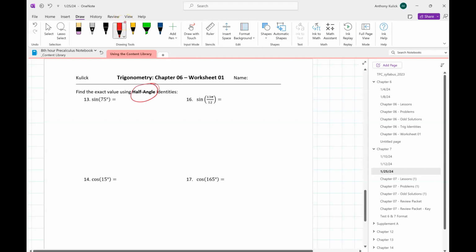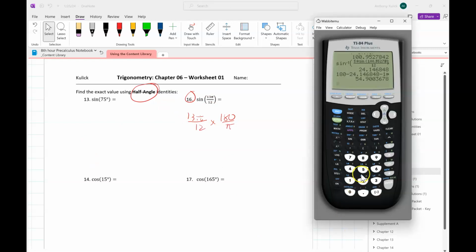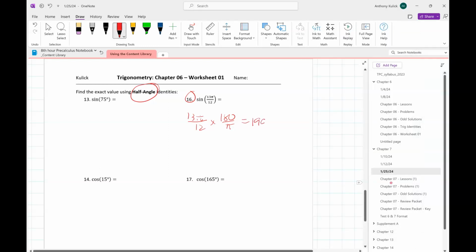So we're using half angle identities. So first thing I would do is I'm going to rewrite that just in degrees, because it just tends to make my life a little bit easier. So that gives me 195. So it says half angle, so I want 195, which is half of 390.